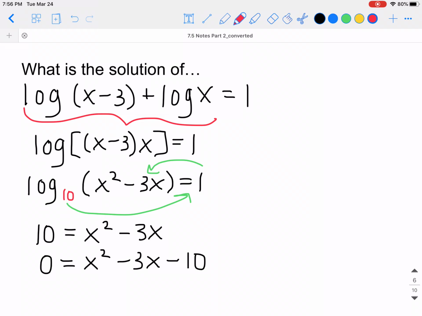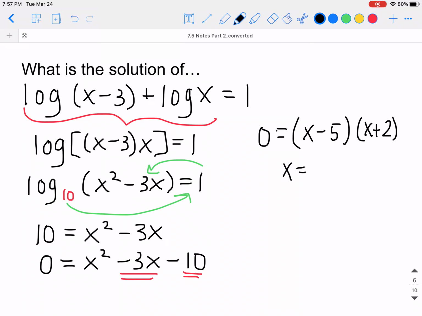From here, we can try to factor. We're looking for two numbers that multiply to negative 10 and add up to negative 3. Those two numbers, when we factor, are negative 5 and positive 2. So this becomes x minus 5 times x plus 2. By the zero product property, we can set everything equal to 0 and solve, so we get x equals positive 5 and x equals negative 2. So we have two solutions for x.